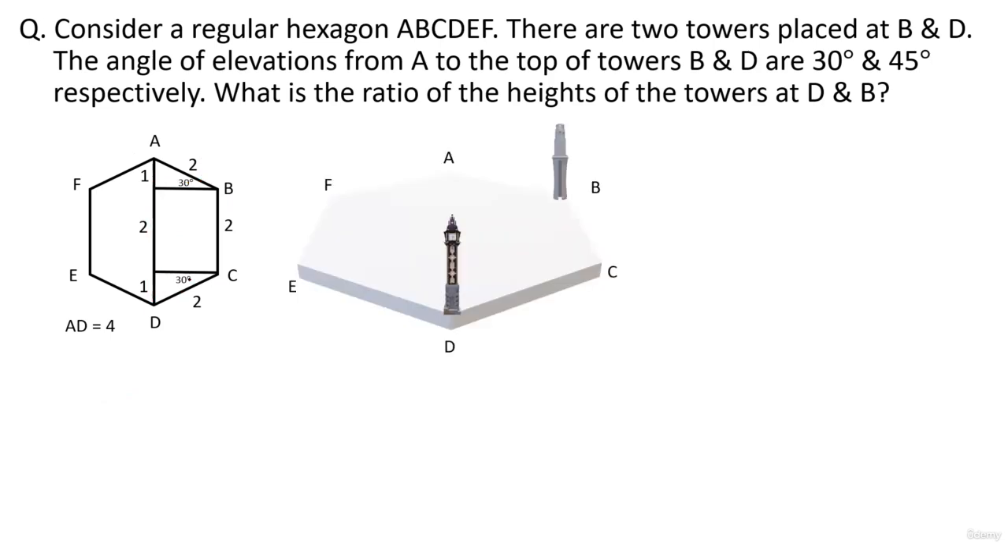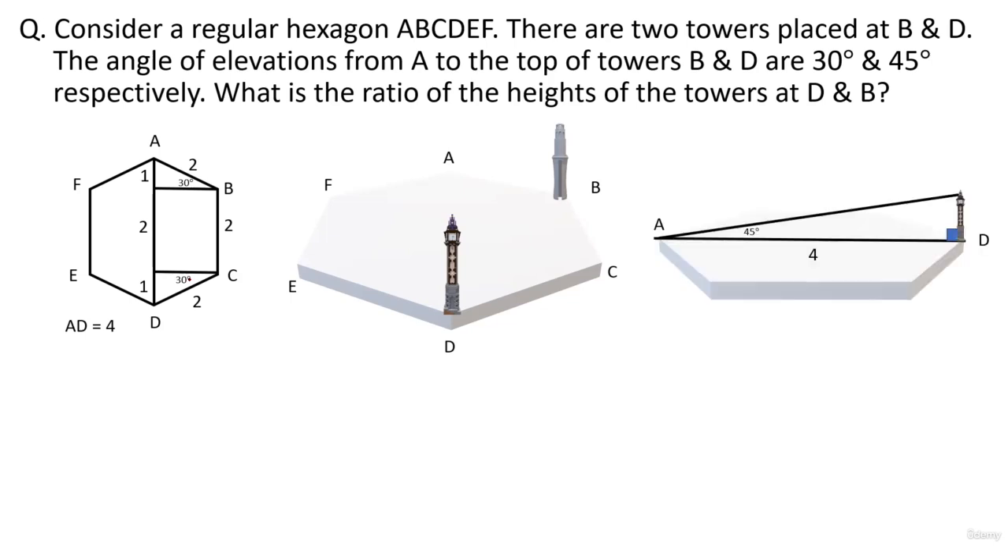Okay, we have a regular hexagon. It should be in 3D actually. And there are two towers at points B and D. We're supposed to find the ratio of the heights of the towers at D and B in this case. Given the side of the regular hexagon is 2, as we've assumed, the length of BD is 4. Length of AD is 4.